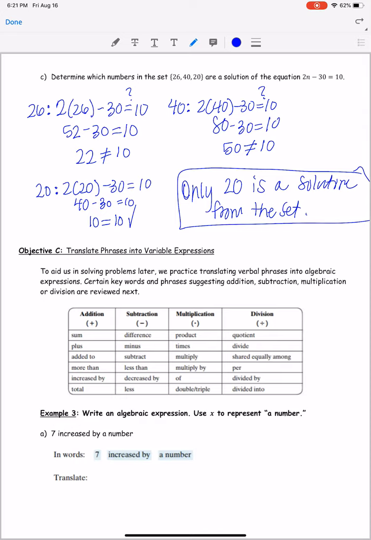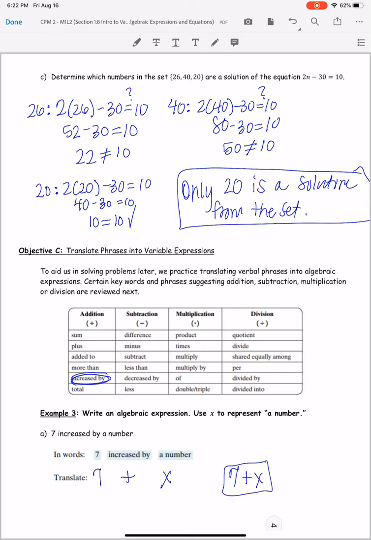So example 3, write an algebraic expression, use x to represent, in quotes, a number. So we have 7 increased by a number. So take this piece by piece. In words, 7, what does 7 mean? Well, that just means the number. You have increased by. What is increased by your key word for? That's right here. So that means addition. So plus a number, we're letting x represent a number, so x. So this is just 7 plus x.